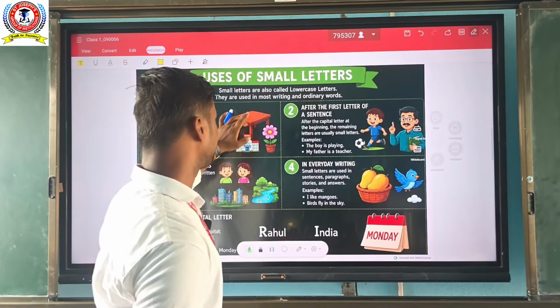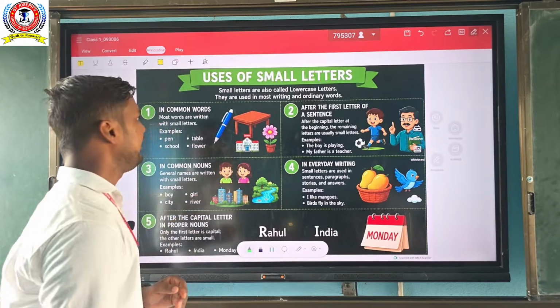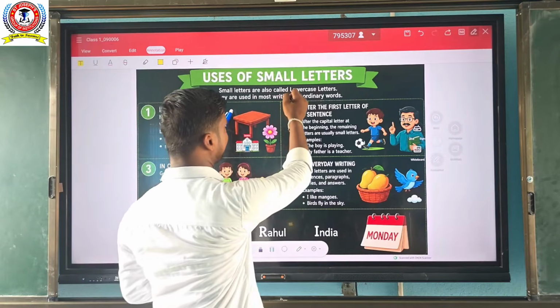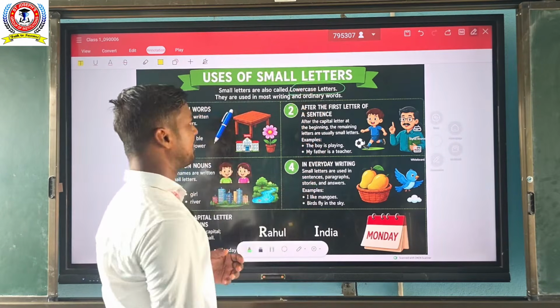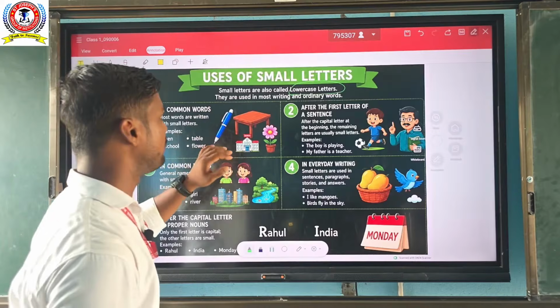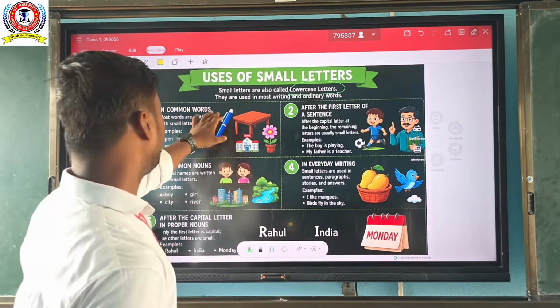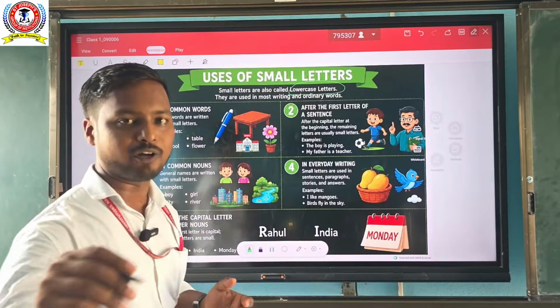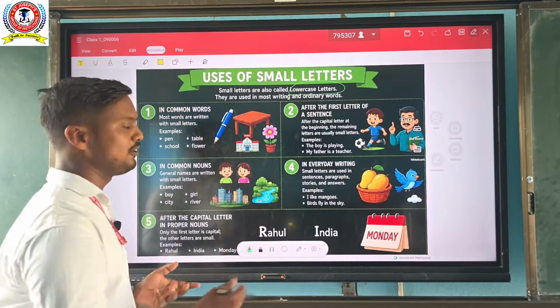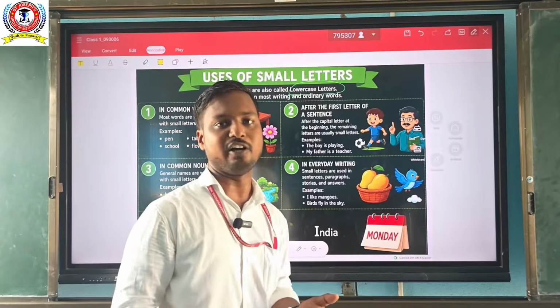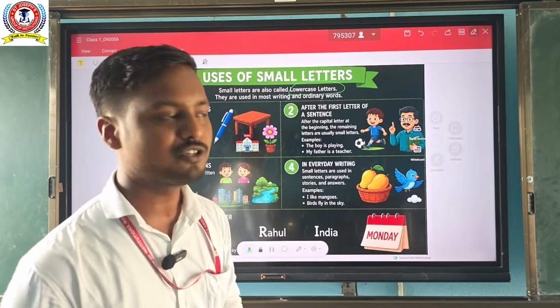So, use of small letters. Small letters, you can say lower case letters. Small case letters are used most in writing and ordinary words. Ordinary means they are used more in writing. Whenever you are writing in your copy, making notes, or writing something, you have to use the first letter as a capital letter, then you have to use small letters.